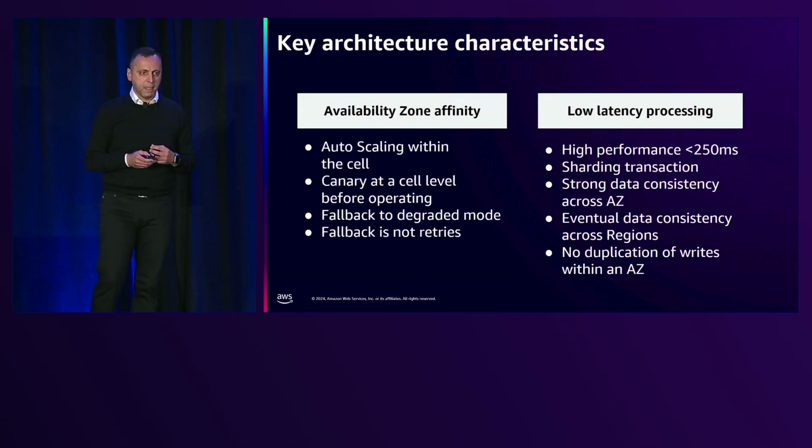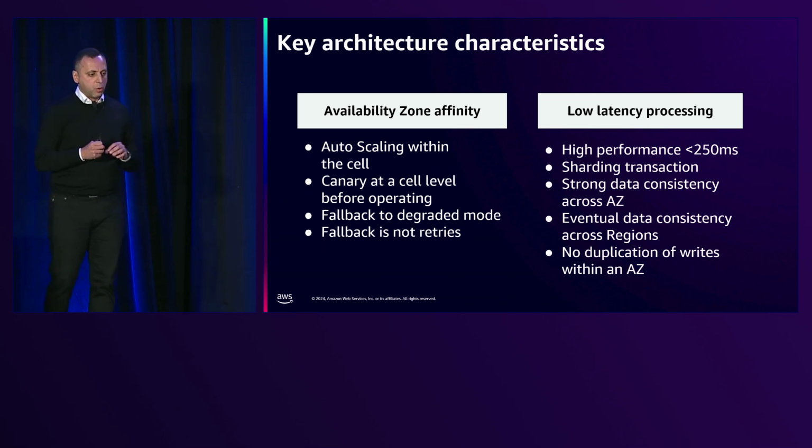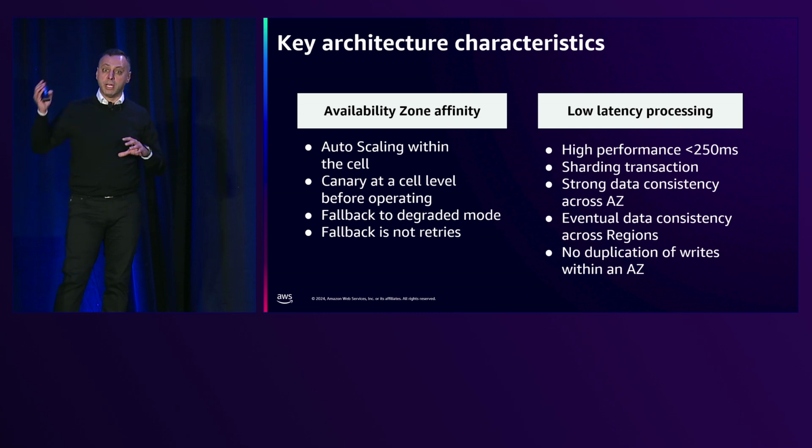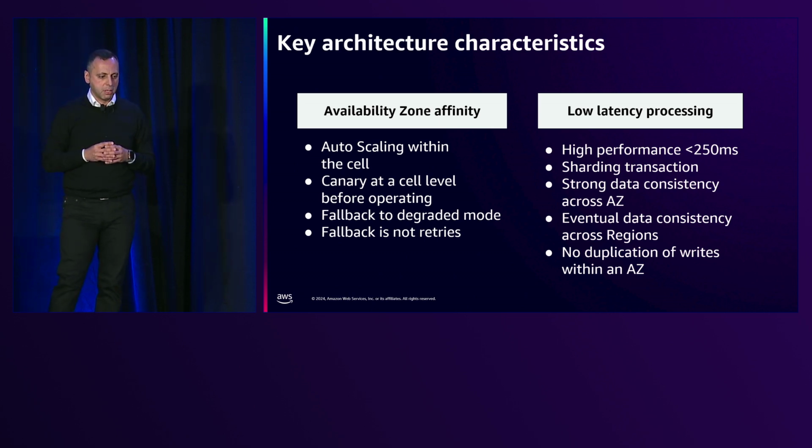So let's look at the key attributes of this design. One, AZ affinity as a key attribute, and low latency as a key driver for us here. So we wanted to auto-scale within a cell. We canary into that cell before we fully operationalize it. And, as I mentioned, we fall back to a degraded mode, so we are avoiding retries at the cell level. On the low latency side, we had to implement a data sharding strategy to ensure that we're distributing traffic equally across our cells. And we wanted to maintain strong data consistency at an AZ level, but also eventual data consistency across our regions.